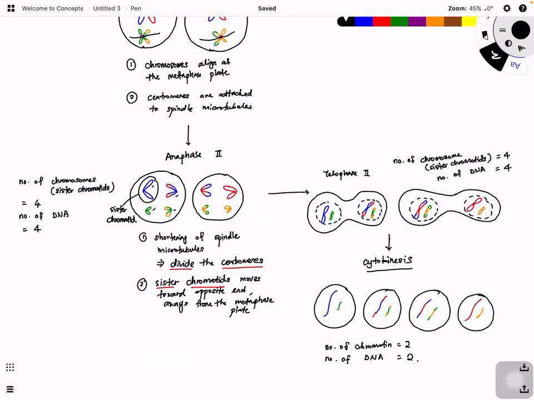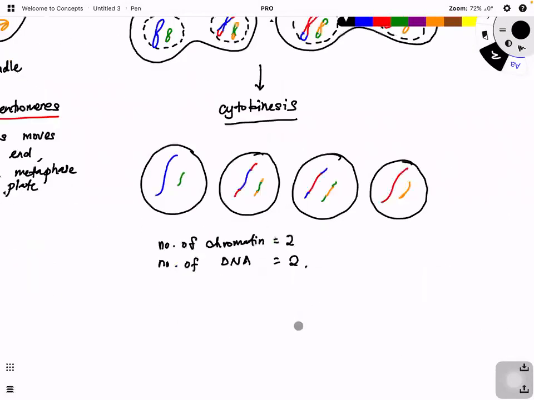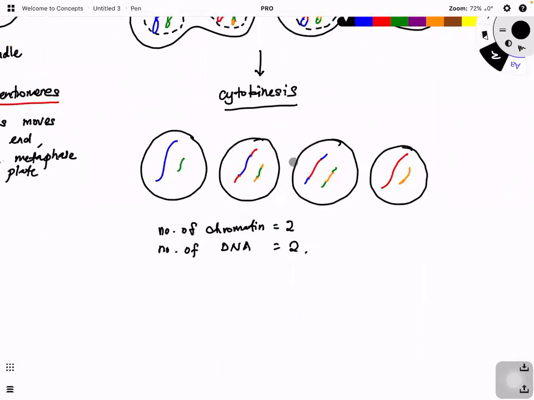One thing that I want to emphasize here: during anaphase, we always say that shortening of the spindle microtubules divides the centromere, not breaks the centromere, not splits the centromere, but the correct word to be used here is divides. And then sister chromatids will move toward the opposite end, away from the metaphase plate. So when telophase 2 and cytokinesis complete, we'll be able to get 4 different types of cells, and each of them has different combinations of alleles. Okay, so with this, I stop the recording.